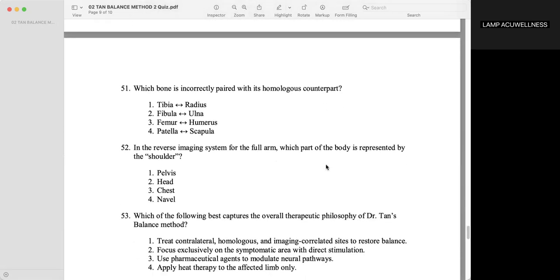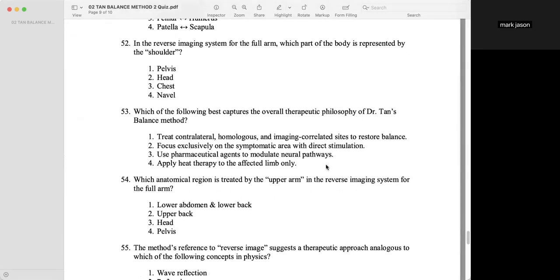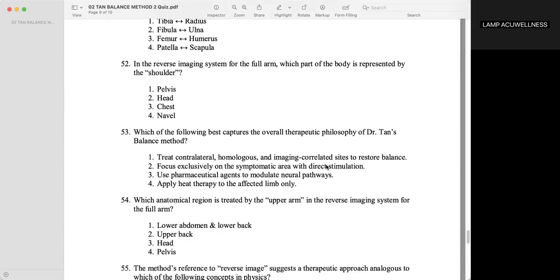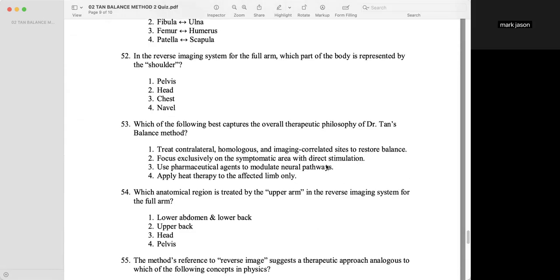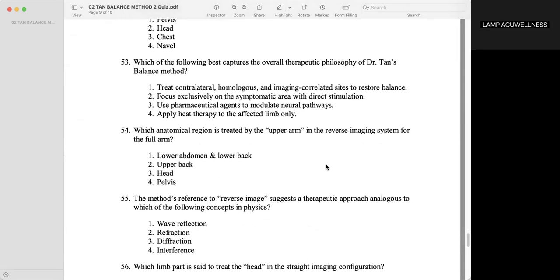Which bone is incorrectly paired with its homologous counterpart? Patella, scapula. In the reverse imaging system for the full arm, which part of the body is represented by the shoulder? The pelvis. Which of the following best captures the overall therapeutic philosophy of Dr. Tan's balance method? Straight, contralateral, homologous, and imaging correlated site to restore balance.